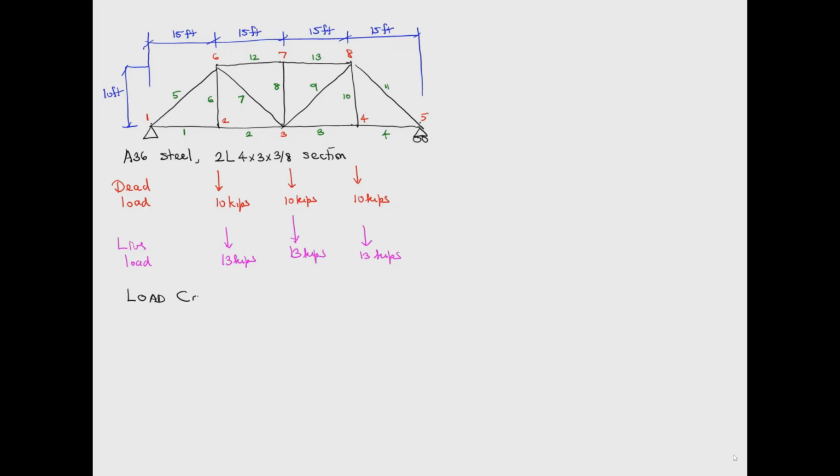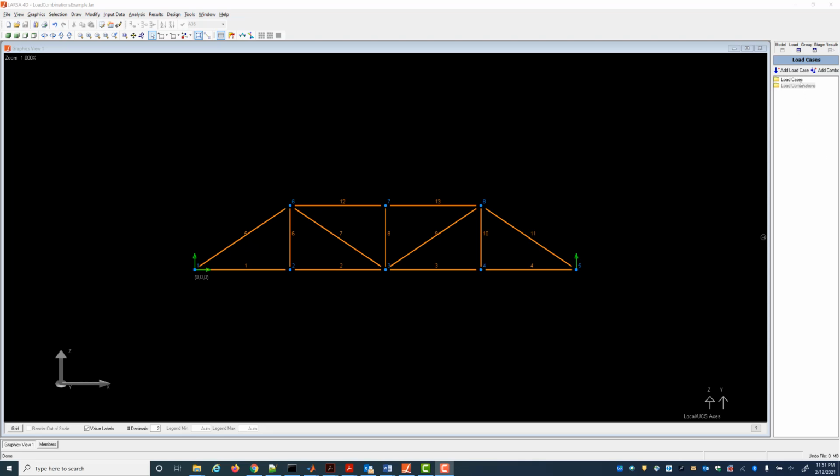And we want to look at the following two load combinations, which we saw in the last video from ASCE 7. These are just examples. So 1.4 times dead load and 1.2 times dead load plus 1.6 times live load.